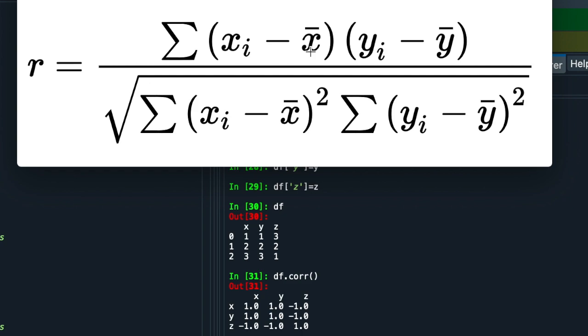1 minus 2 is negative 1. 1 minus 2 is negative 1. Negative 1 times negative 1 is positive 1. And then the same thing in the denominator. And that's why the correlation coefficient between X and Y, if we look here, X and then Y is 1, or alternatively Y and then X, okay? Or here Y and then X, 1.